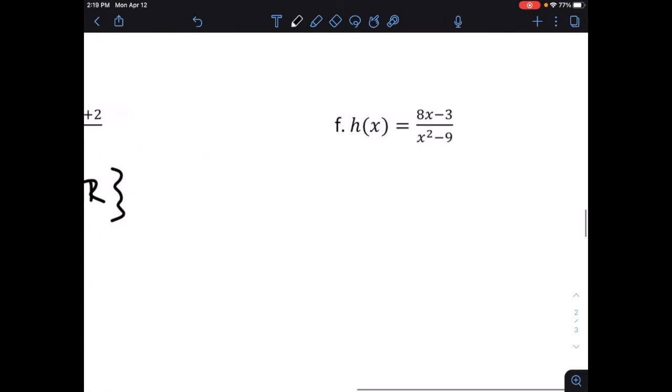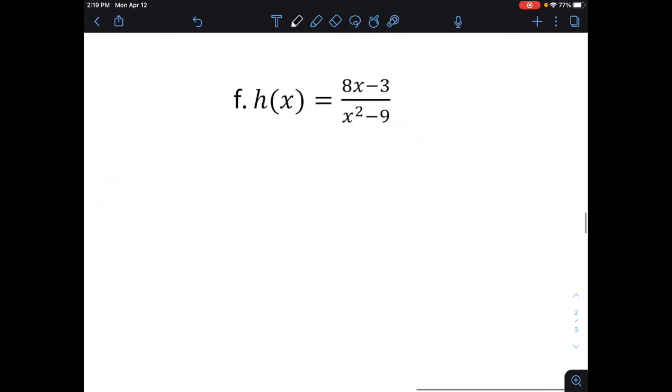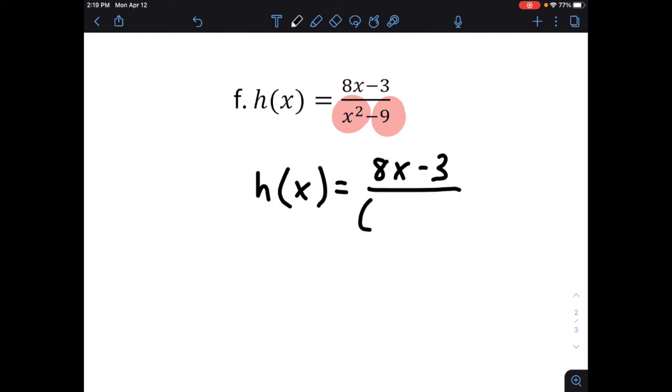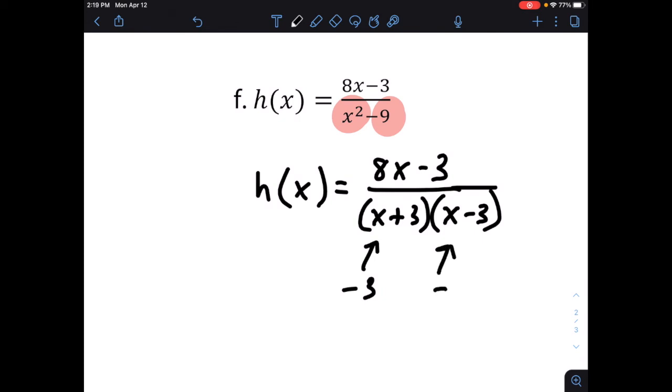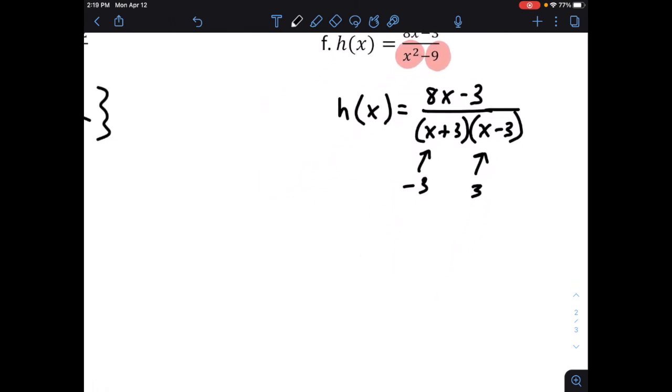All right, this last one kind of tests your factoring skills a little bit. The thing to look at here is, say I've got a perfect square here, I've got a perfect square here. There's a minus sign in between, so that means I have the difference of squares. So I can rewrite this with the denominator factored, and I can rewrite it as x plus 3 and x minus 3. Okay, so I can plug in a -3 in the first one to make it 0, and a +3 in the second one to make it 0. So I have to exclude -3 and +3.